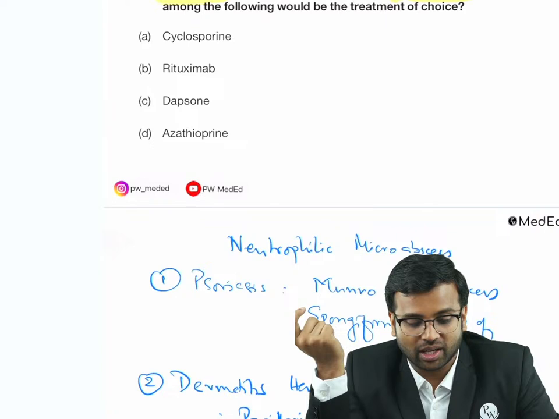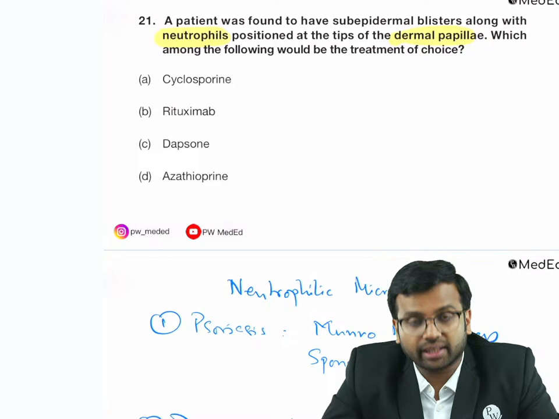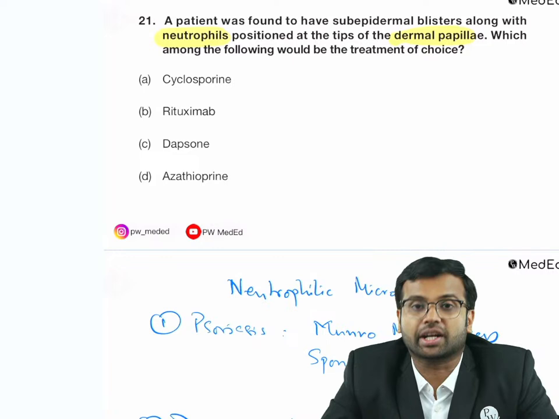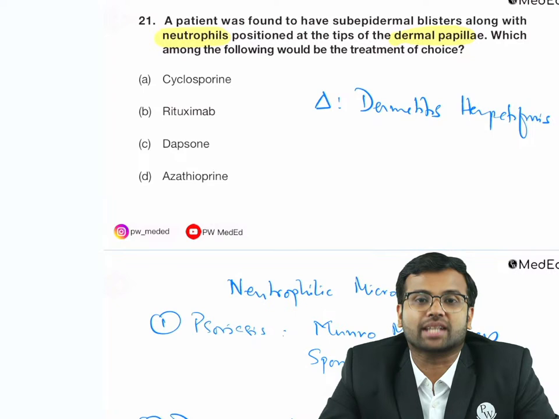Now let us come back to this question, that the patient is having subepidermal blisters, that is the blisters are formed below the epidermis, and then there are neutrophils present in the dermal papilla. So what is the treatment of choice? So here the diagnosis is going to be dermatitis herpetiformis, and in dermatitis herpetiformis the drug of choice is going to be dapsone.